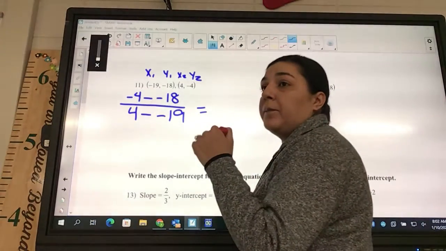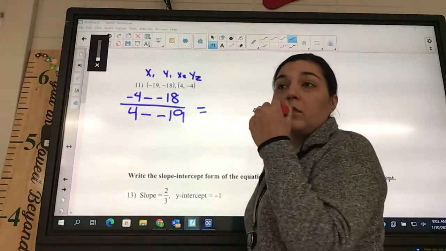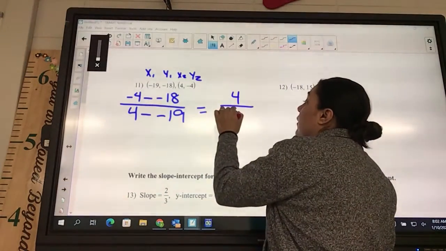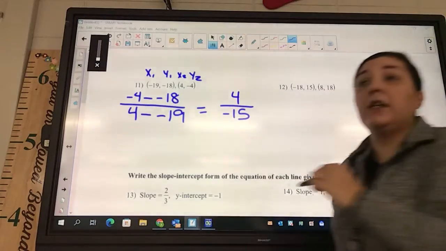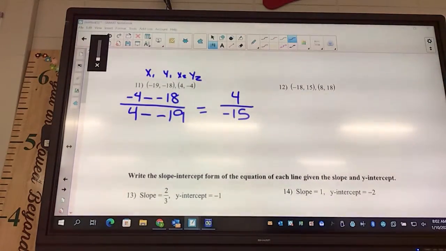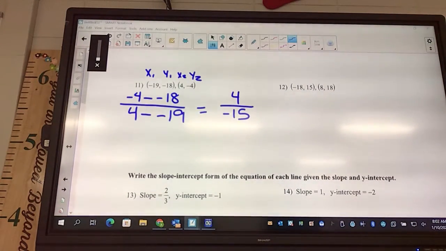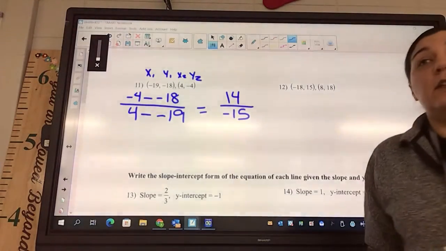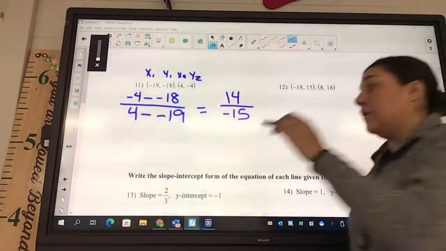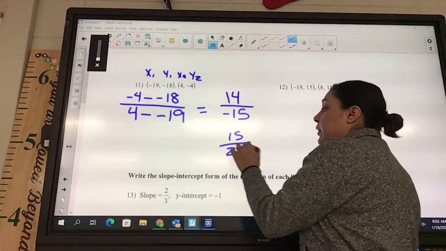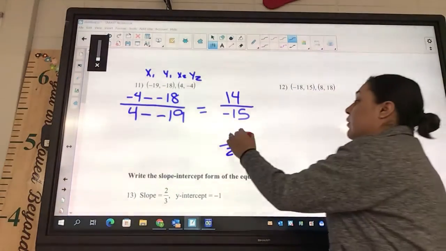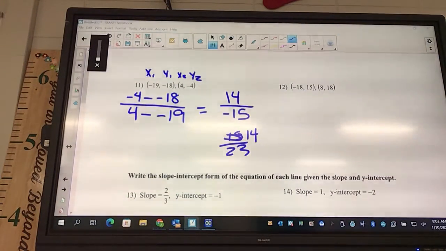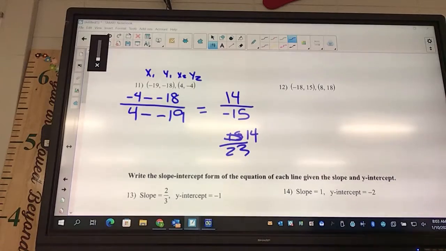What'd you guys get? 14 over what? Negative 15? Somebody agree? Huh? 14 over 15? Somebody agree? I got 15 over 23. 15 over 23. 14 over 23. 14 over 23. Who else? Somebody else type it in. I don't know who's right.